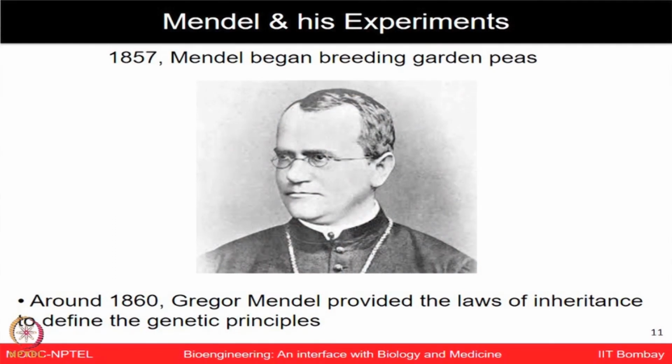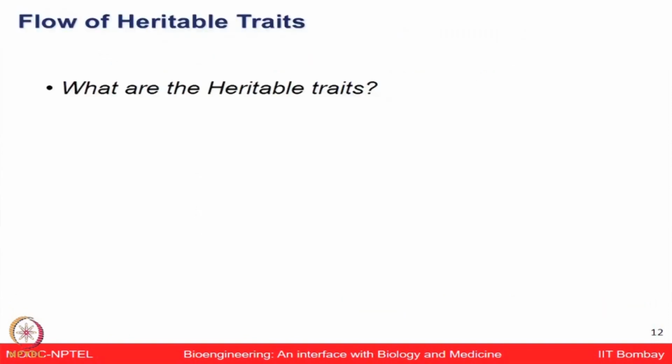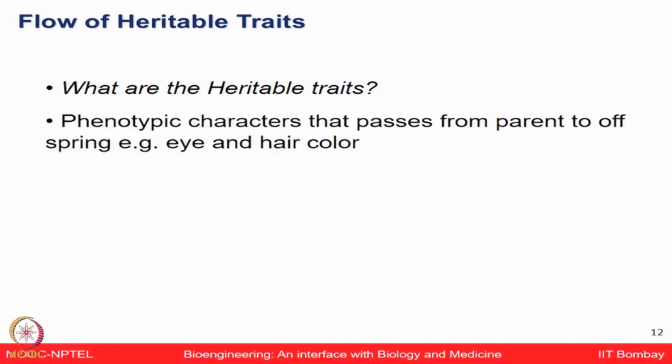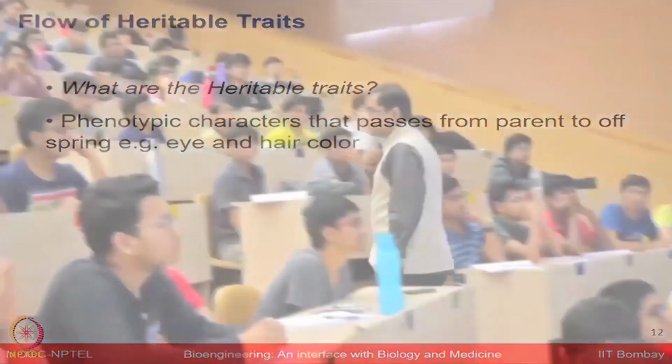In 1860 he was able to come up with the law of inheritance to define the genetic principles. So what are these heritable traits? Heritable traits are many characteristics, like sometimes our eye colors, sometimes hair, different types of hair patterns, different types of eye colors, yes.